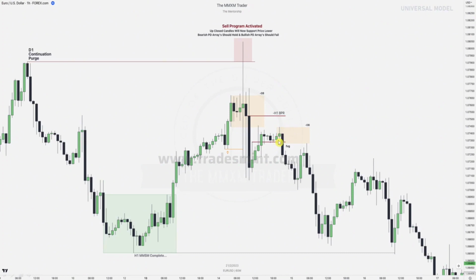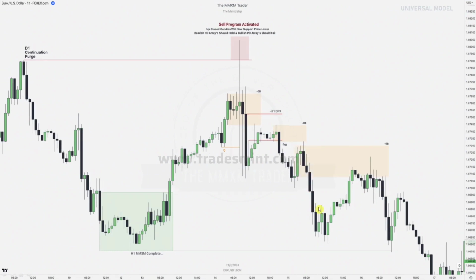set of up close candles over here. This is a bearish order block once again with a fair value gap, so making it even higher probability, right? We tap that order block slash fair value gap combination over here, and we start to decline even further. What do we form over here? Another order block, right? All up close candles should support price lower, which it does, right?